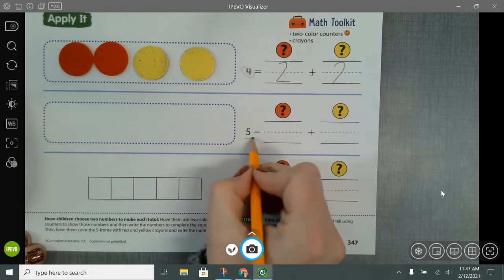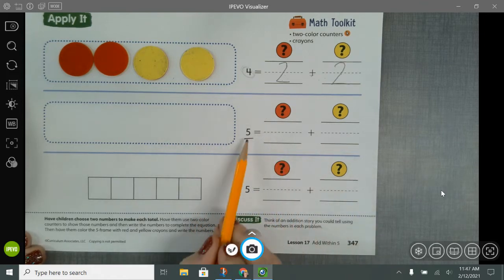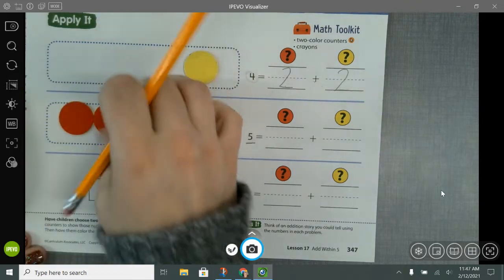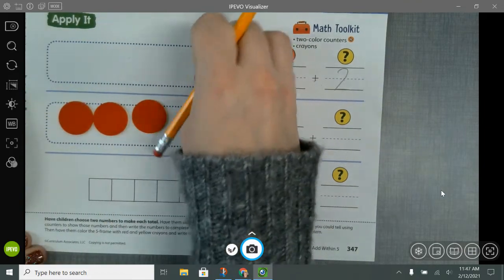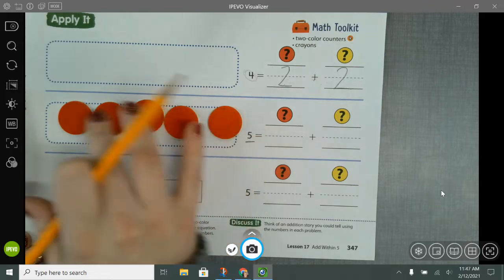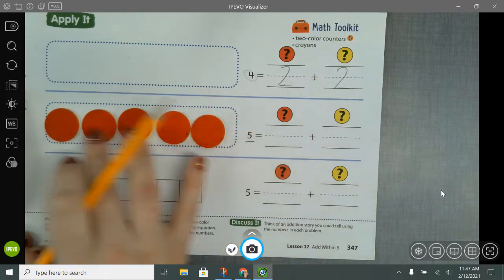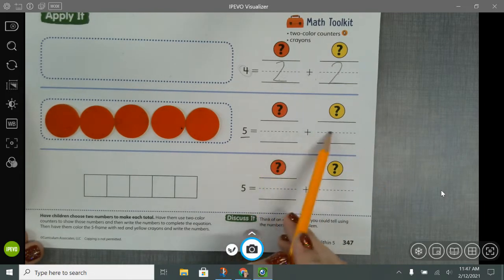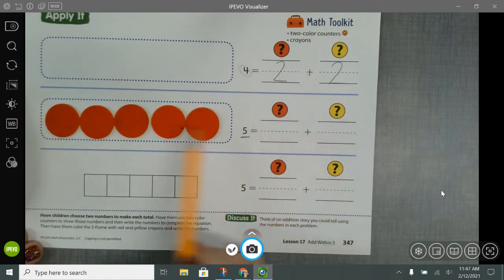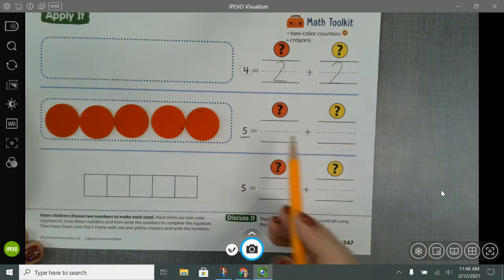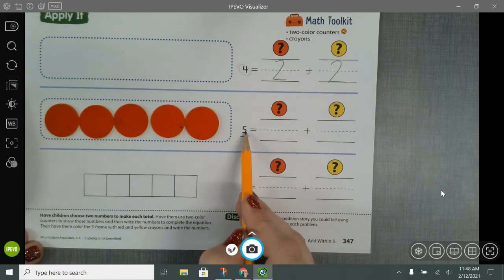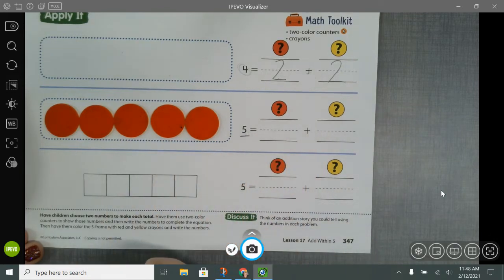All right, let's look at our next one. Now we need to have how many counters? Good, because our total is 5. So we need 5 counters in our box. 1, 2, 3, 4, 5. Make sure you have 5. And then I want you to do the same thing as you did before. You're going to flip however many you want to find a number pair that equals 5. So press pause as you do that.